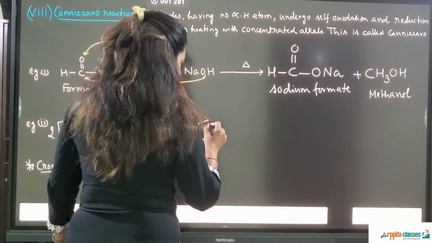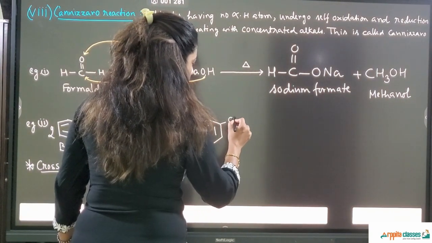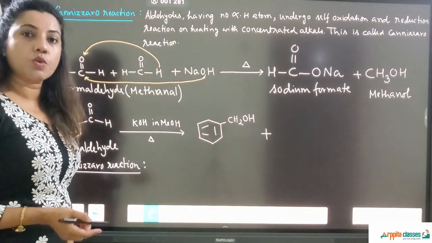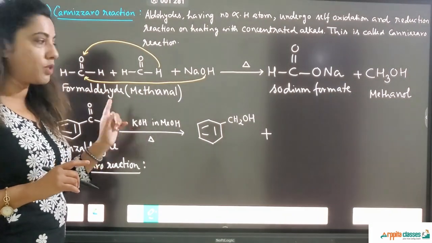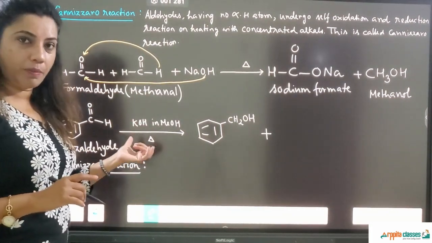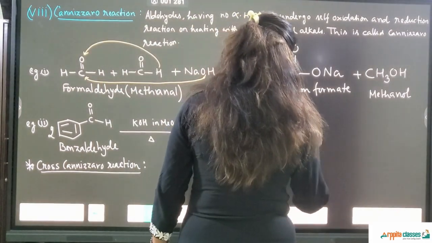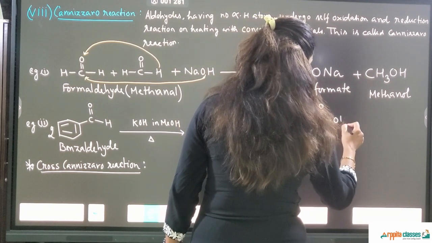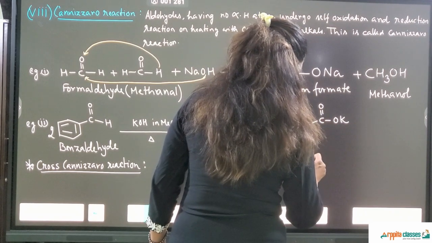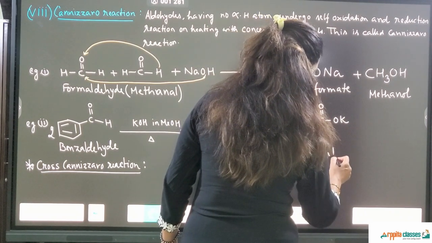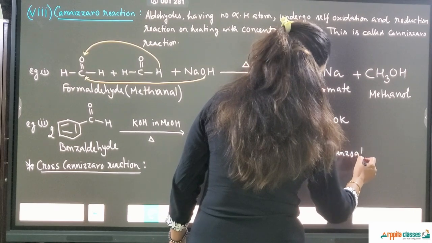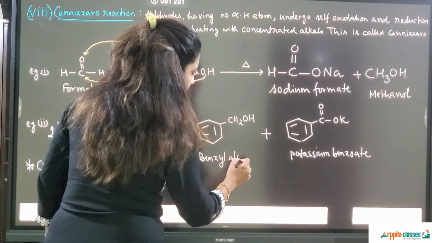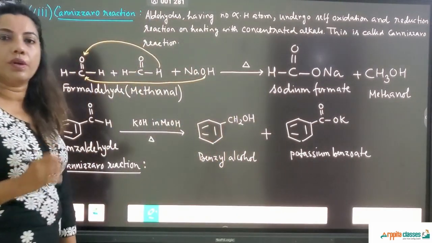So you get CH2OH. This is the corresponding alcohol of benzaldehyde, and the other molecule will get oxidized to the potassium salt of benzoic acid. Benzoic acid is the corresponding acid. The salt of it, the potassium salt, because we are using KOH. So we get the potassium salt of benzoic acid, which is COOK. So this is called potassium benzoate, and this is called benzyl alcohol. Okay, this is your Cannizzaro reaction.